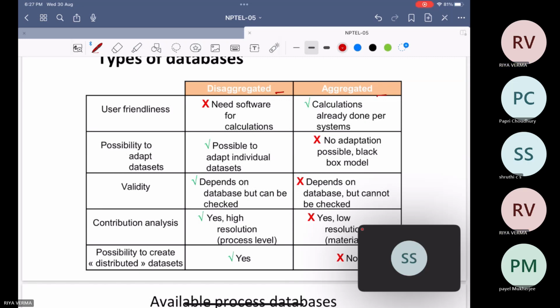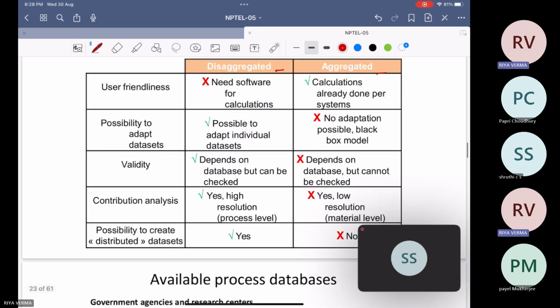These are some of the parameters in which we are comparing both types of databases. First, user friendliness. Since the calculations are already done per system, the aggregated database is more user friendly, whereas the disaggregated database needs softwares for calculation of the data. Then possibility to adapt data sets. In a disaggregated database, it is possible to adapt individual data sets, whereas no adaptation is possible in the aggregated database because it is based on the black box model.